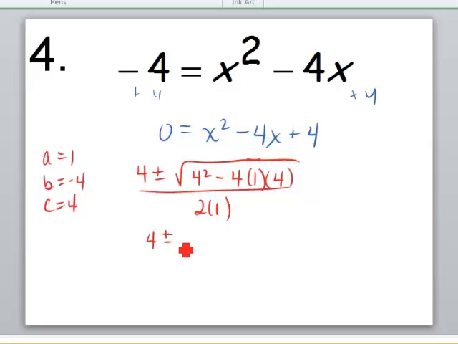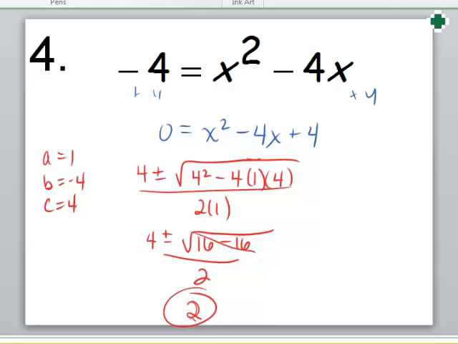This one gives me 4 plus or minus the square root of 16 minus 16 all over 2. Whenever you get a 0 underneath the square root, that makes 0. You only get one answer, so we just have 4 over 2. 4 divided by 2 is 2, so 2 is our only solution. I'll show you this using factoring instead. This factors into x minus 2 times x minus 2, and so when you set each of those equal to 0, you can see why you only get positive 2 as your solution.